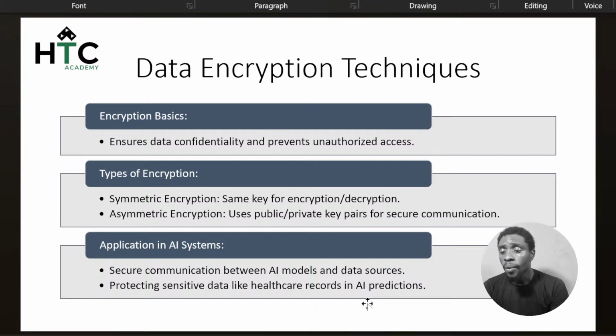Anyway, so protecting sensitive data. Another reason why we need to embed security in AI systems is because we need to protect the sensitive data that will be used to train the AI model, especially in sectors like healthcare and finance. Healthcare would need patients' records. Finance will need users' transactions, banking and financial transactions. So we need to ensure that the data within these systems are largely secured.